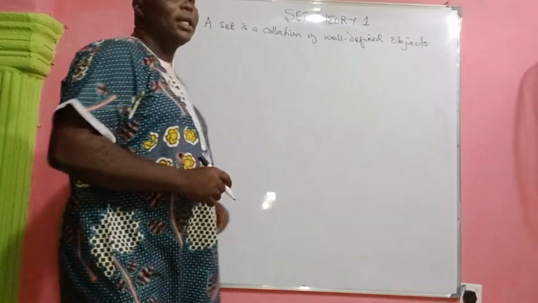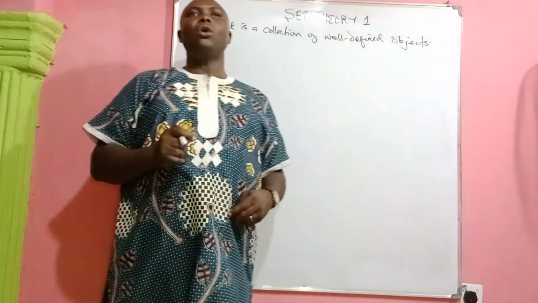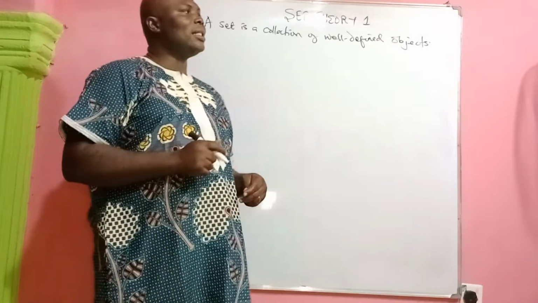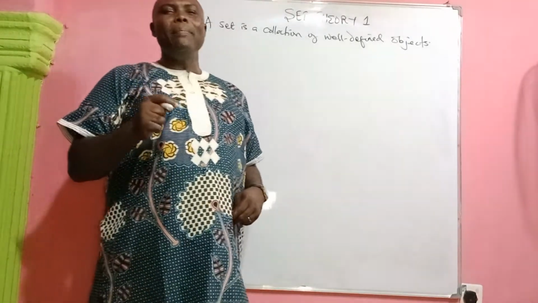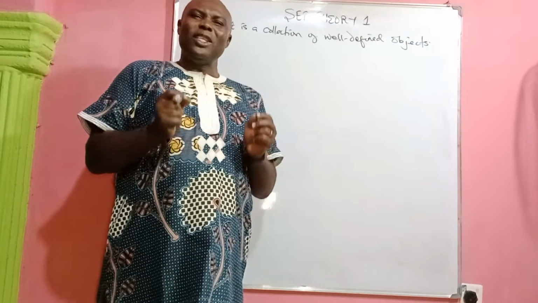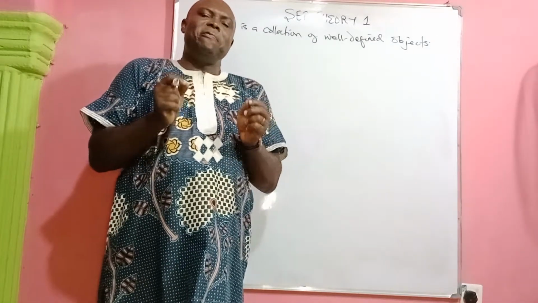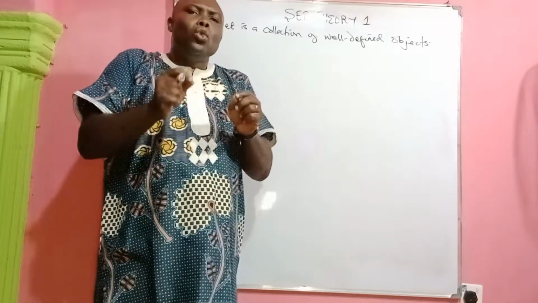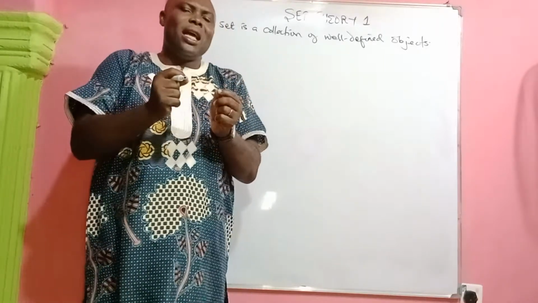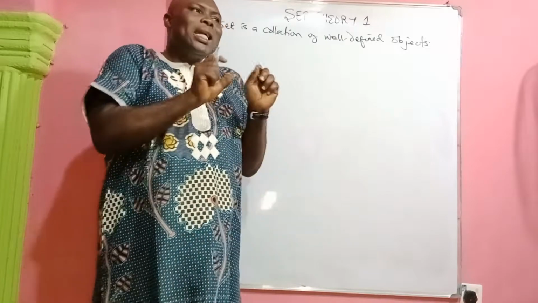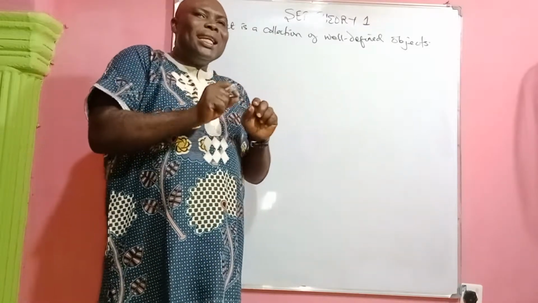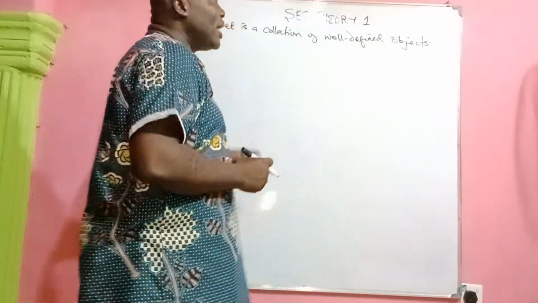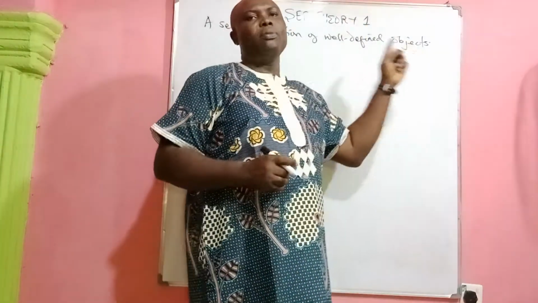Now, what is a set? A set is a collection of well-defined objects. Well-defined in the sense that every element or member of a set must have a striking characteristic feature that enables one looking at that particular set to know that these elements are interrelated. That one looking at these elements will know that it's actually obvious that the members of that set have something in common. So that's why we say well-defined objects.